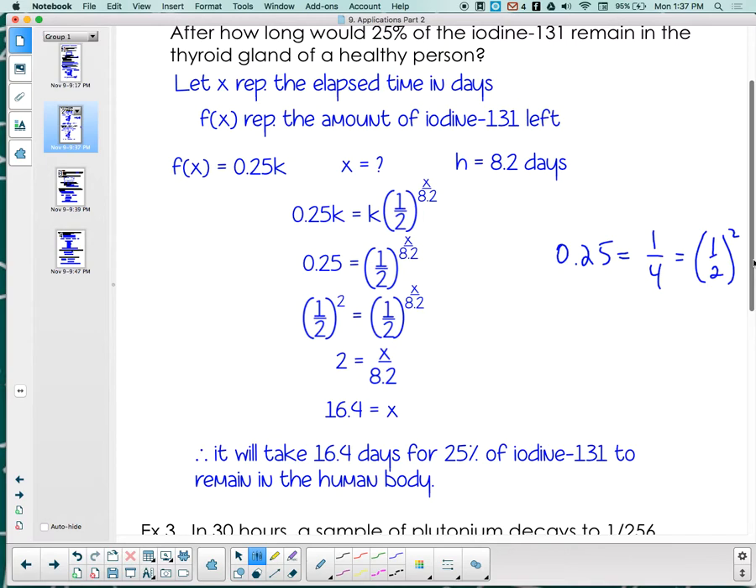Natalie, you still look confused. Where did I lose you? This 2? Remember, once we have the base the same, we can set the exponents equal to each other. So 2 can equal x over 8.2 to keep solving for x. But we can only do that once we have made the bases the same. And then it's just cross multiplication. Any other questions about this one? Solving for the exponent here rather than for f of x? Let's look at another example.